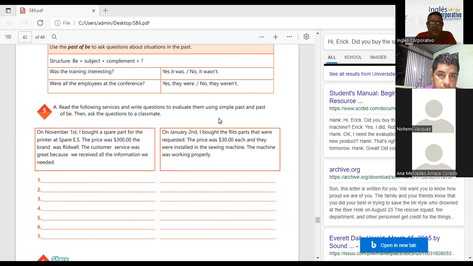Part 5. Read the following services and write questions to evaluate them using simple past and past of be. Then ask the questions to a classmate. The first chart says: On November 1st, I bought a spare part for the printer at Spare ES. The price was $300. The brand was Ridwell. The customer service was great because we received all the information we needed. Questions about pronunciation or meaning?